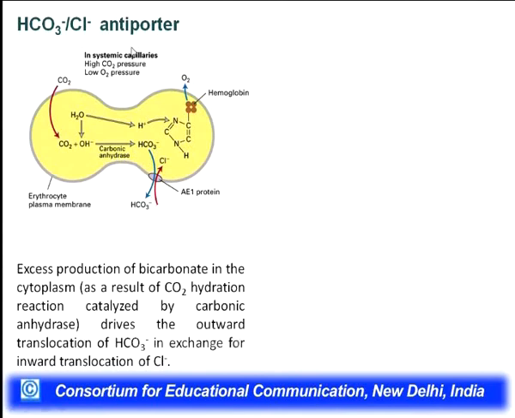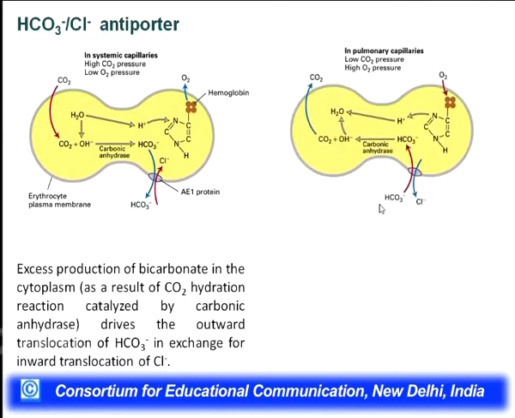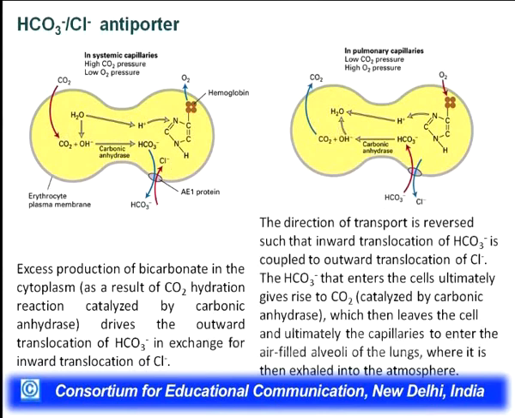This is happening in systemic capillaries. So in systemic capillaries, the carbon dioxide is taken in and the bicarbonate is released outside. However, in pulmonary capillaries, the reversal will take place. The direction of transport is reversed such that inward translocation of bicarbonate is coupled to the outward translocation of chloride ions. Because there is a low carbon dioxide pressure outside, the bicarbonate will move towards inside and the chloride ions will come outside.